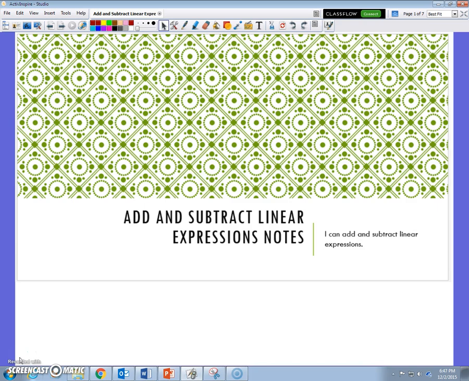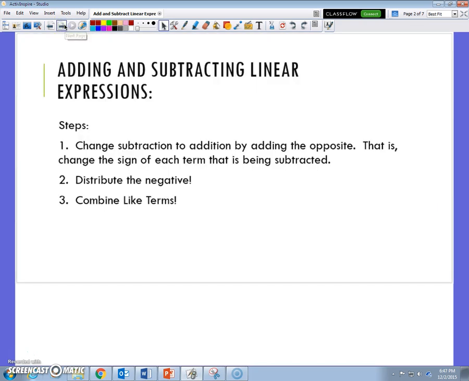We learned about distributing. We know how to combine like terms. Only apples go with apples, only oranges go with oranges. There's no hybrid, mutant, apple oranges, nothing like that. So let's go ahead and get started.